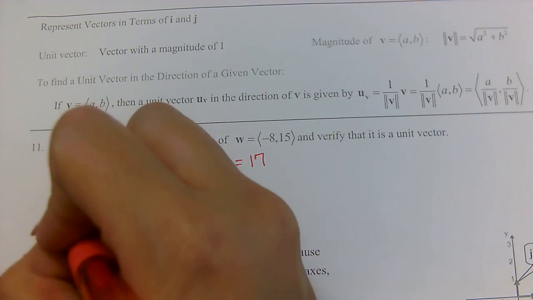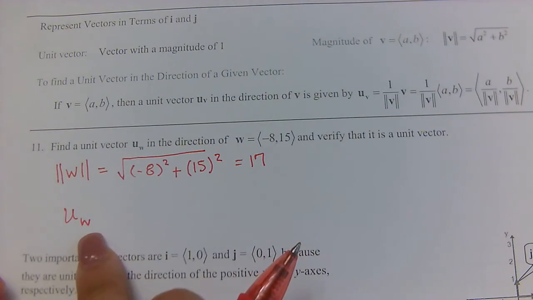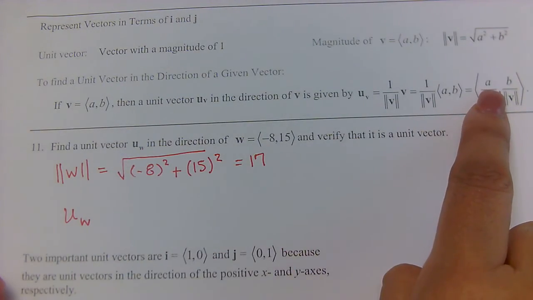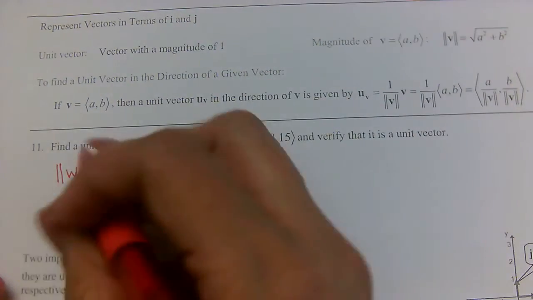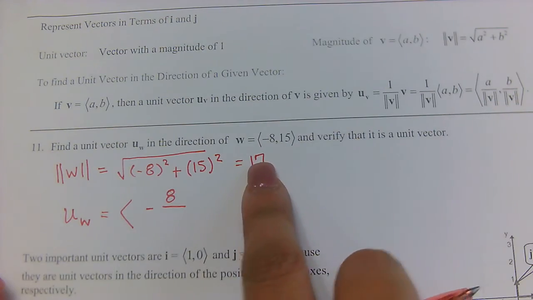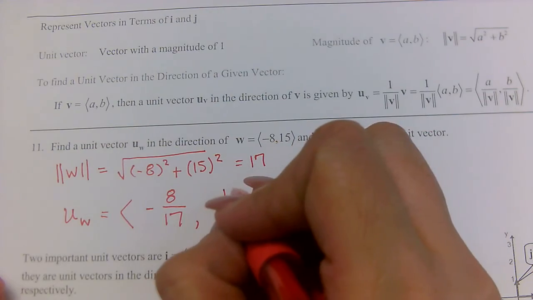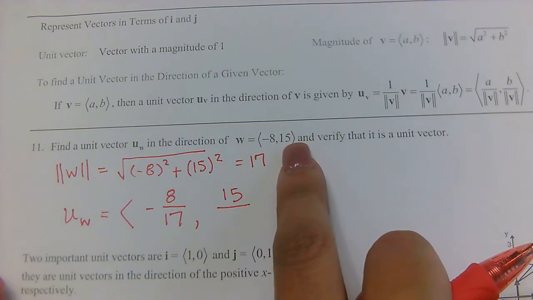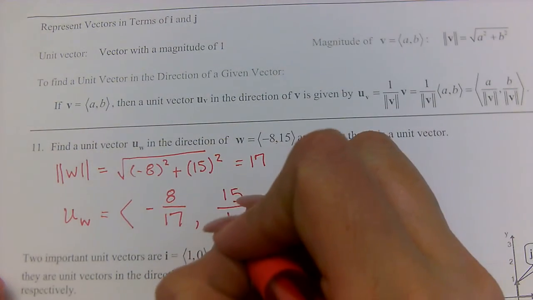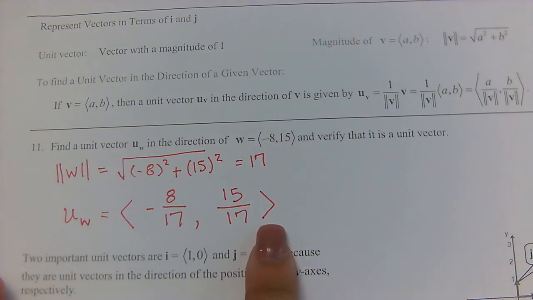So the unit vector of w is going to be a, which is -8, divided by the magnitude of w, which is 17. b, 15, divided by the magnitude, which is 17. This is going to be our unit vector.